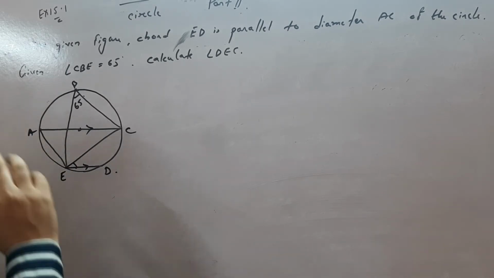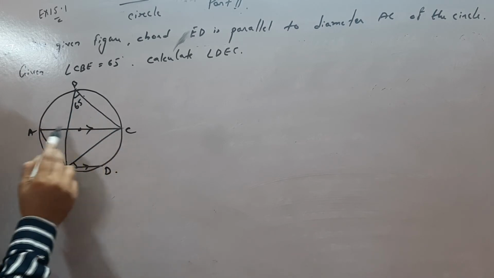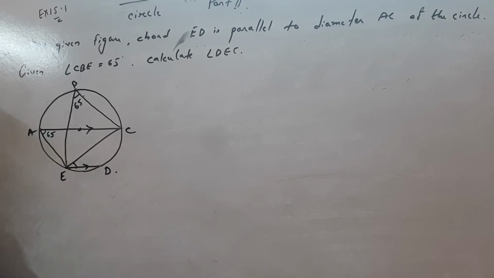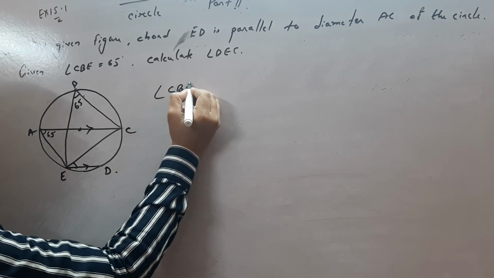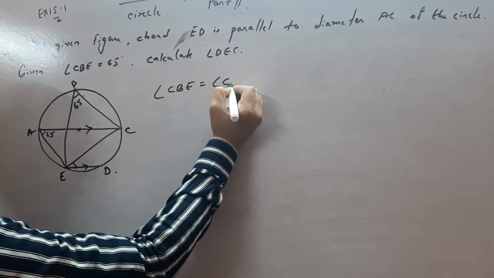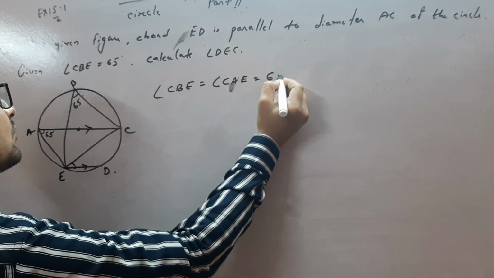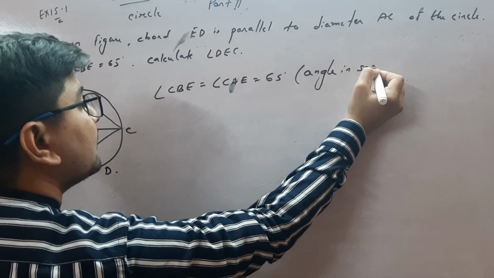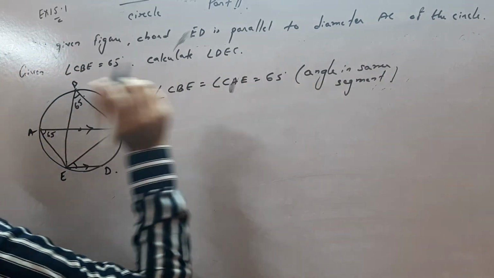Okay, so first, angle CBE and angle CAE are equal, angles in the same segment. That means this is also 65. With the same base, angle CBE equals angle CAE equals 65. Angle in same segment. Done.